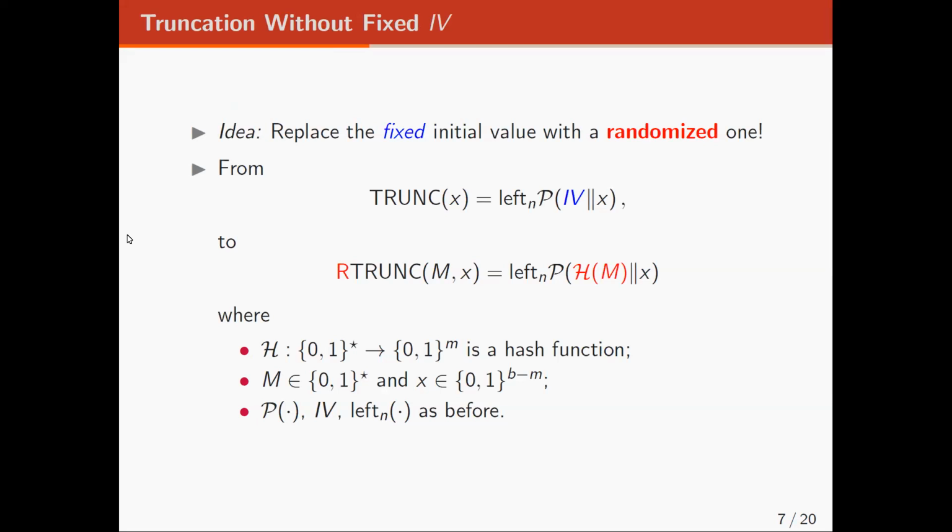So the idea is to replace this fixed initial value with a randomized value. We start from this construction and we replace the initial value with the output of a hash function applied to an input M. And in this case, the hash function takes a message of arbitrary length and returns m bits.